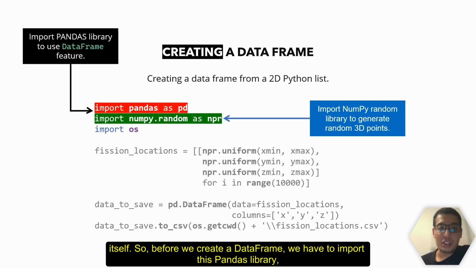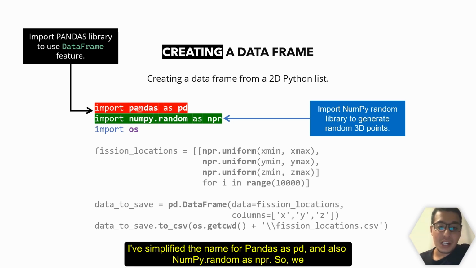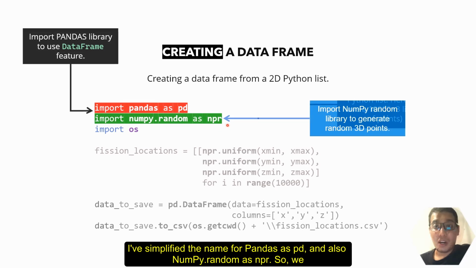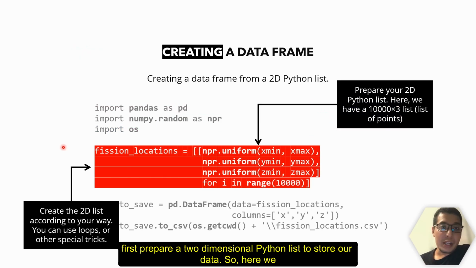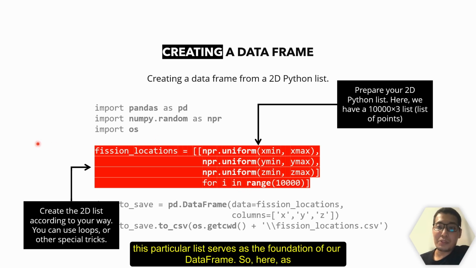Before we create a data frame, we have to import the pandas library, which is in the red line. And also we import the numpy.random library. Here I've simplified the name for pandas as pd and numpy random as npr. We first prepare a two-dimensional Python list to store our data. Here we generate 10,000 lists containing the random X, Y, and Z. This particular list serves as the foundation of our data frame.